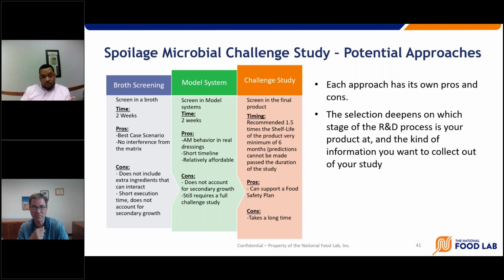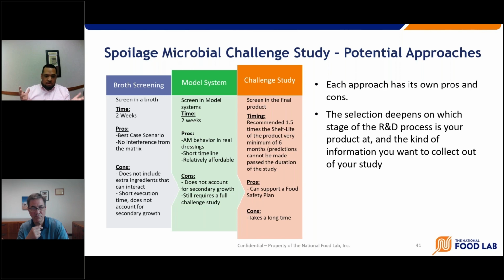And it's also very fast, so it's just a short timeline, and relatively more affordable, but it doesn't account for secondary growth and might still require a full-blown challenge study to support your data for your food safety plan for the FDA. So a full challenge study is done in the final product.